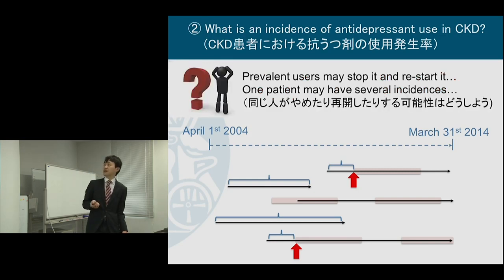But I had a question. Prevalent users may stop it and restart it. Even prevalent users at the beginning of CKD cohort entry may stop and then restart again, so this could be counted as incidence. And even incident users, one patient may have several incidences, like infections. One patient could have several infections during the follow-up period. Of course, it depends on the type of outcome and drugs. But in this case, I wondered very much whether I should count one per patient or several per patient.